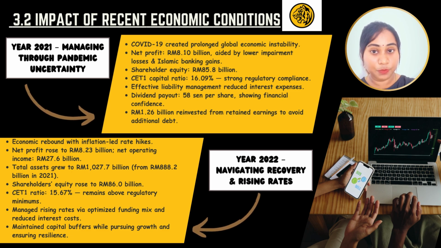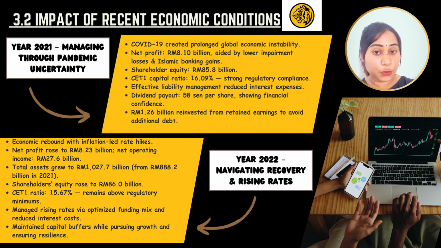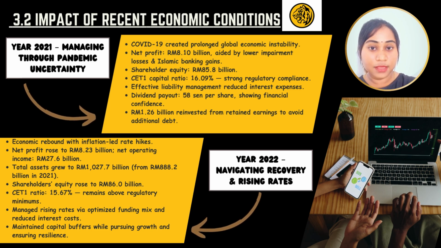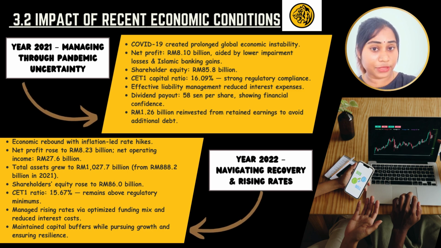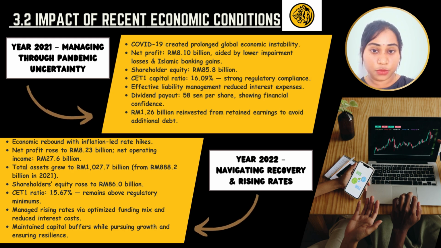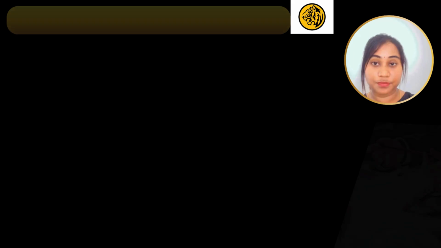In 2022, as interest rates rose, Maybank's profit grew slightly to 8.23 billion and total assets surpassed 1 trillion. The CET1 ratio stayed strong at 15.67%, reflecting good regulatory compliance and strategic risk management. Overall, Maybank adapted well.